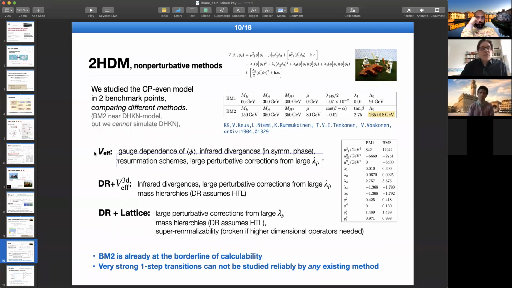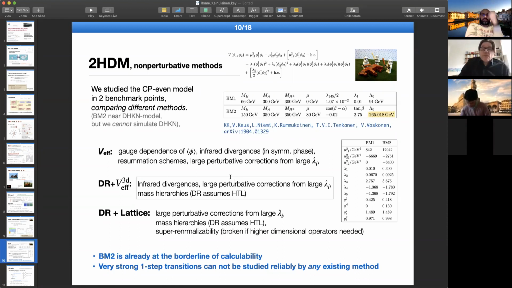So we are using three different methods: the effective potential, the three-dimensional effective potential, which uses dimensional reduction and then loop corrections in three dimensions, and three-dimensional reduction plus lattice simulation. To me, all these have pros and cons. Of course, everybody knows that the effective potential has the gauge dependence issue, so we are using, of course, Landau gauge. There are also infrared divergences due to the magnetic modes of the gauge fields, which persist after ring resummation.